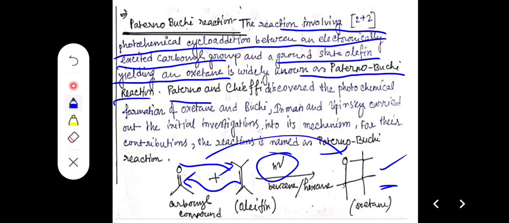Now, Paterno and Chieffi discovered the photochemical formation of oxetane, and Buchi, Inman and Lipinski carried out the initial investigation into its mechanism. So Paterno and Buchi both gave their contribution to the discovery of the reaction. For their contribution, the reaction is named the Paterno-Buchi reaction, using their names.